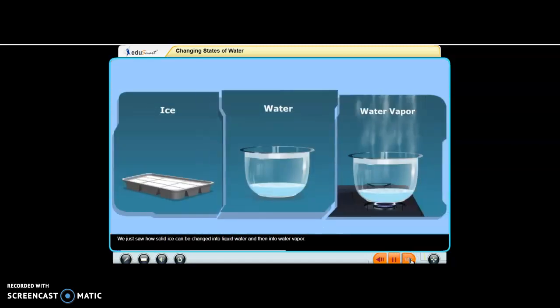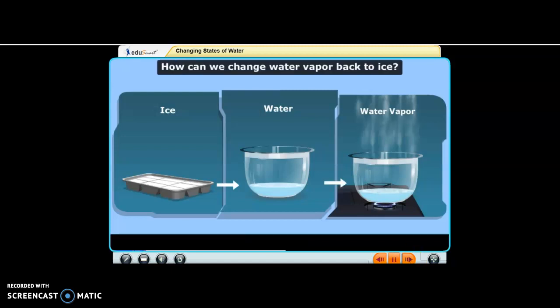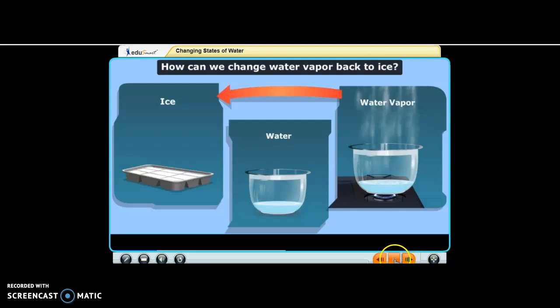We just saw how solid ice can be changed into liquid water and then into water vapor. How can we change water vapor back to ice? How can we make this process happen? Can we make it happen? Is it possible for us to make it happen? If you're thinking that we can make it happen, that is correct. And how can we make it happen? Simply by putting it in a cold state. So if we were to place the water in a freezer, it will go back to a solid.